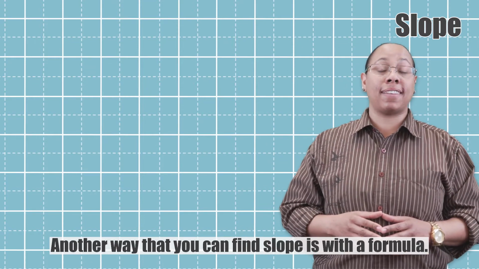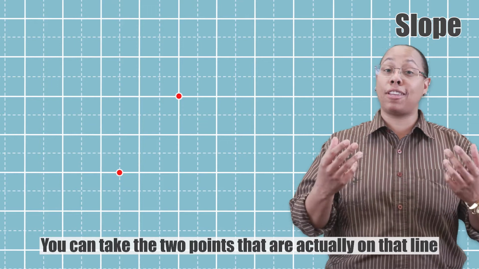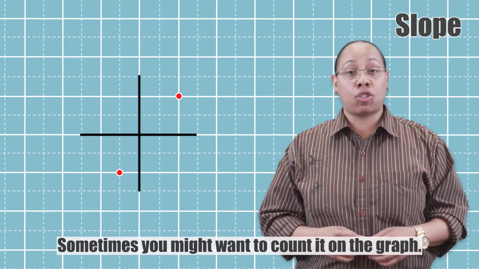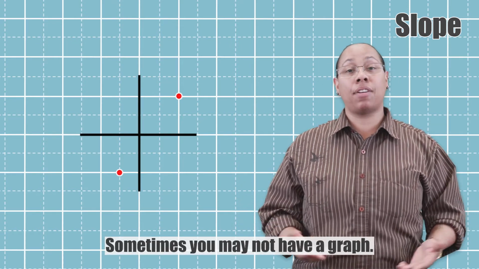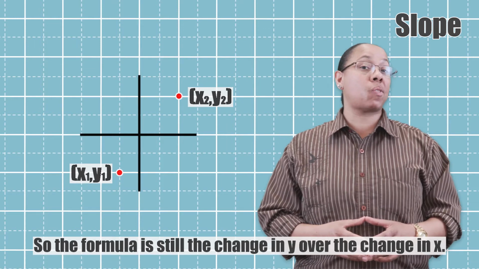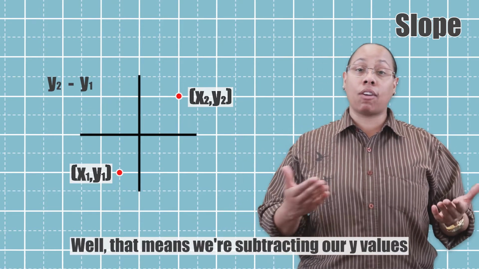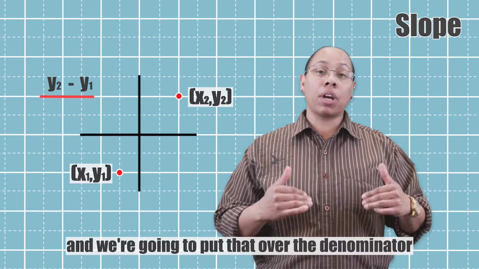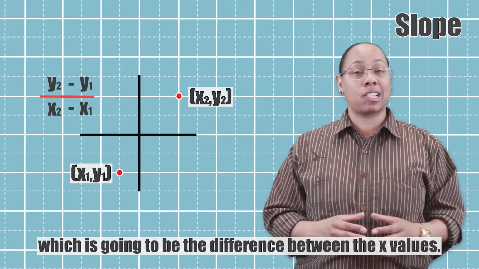Another way that you can find slope is you can use a formula. So you can take the 2 points that are actually on that line and you can plug them into a formula. So sometimes you might want to count it on the graph, sometimes you may not have a graph. So the formula is still the change in y over the change in x. So what does that look like? Well, that means we're subtracting our y values, and that's the numerator of our fraction, and we're going to put that over the denominator, which is going to be the difference between the x values.